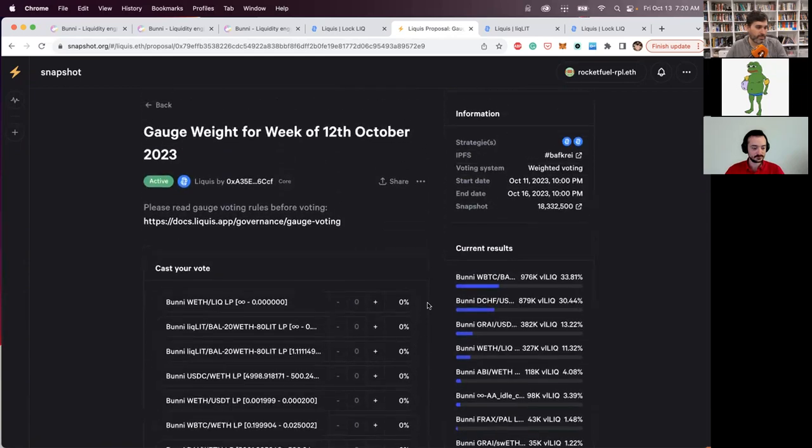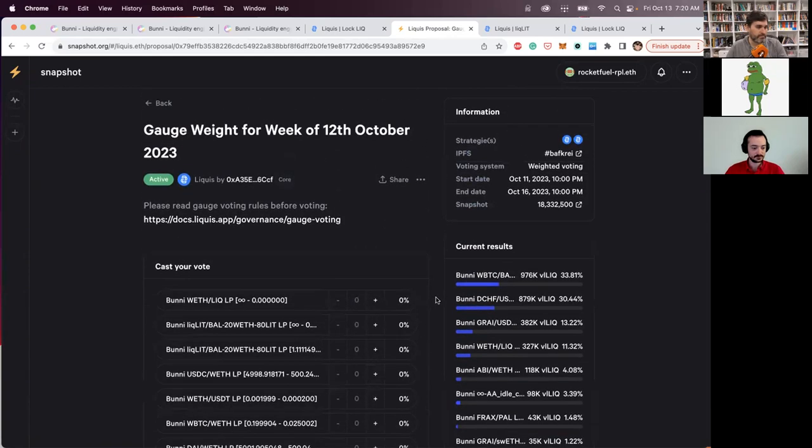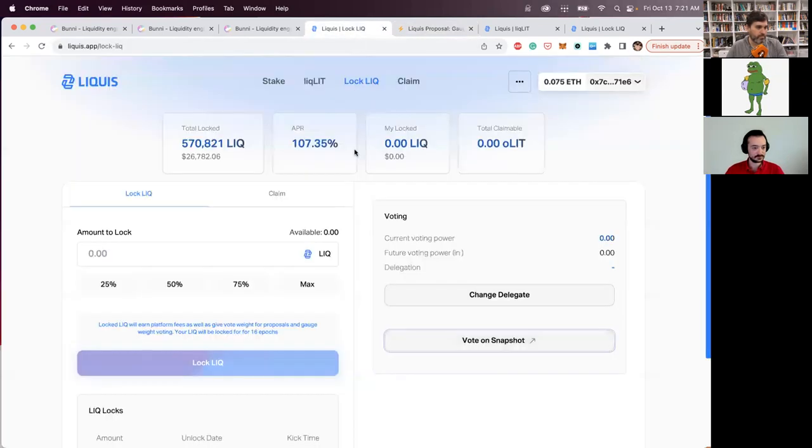Exactly. And that's like the whole flow. I mean, you can opt out whenever you want. You can say, hey, look, I don't want any liquid. I just want my OLIT. Go to Bunni and exercise the option and get my LIT and get out, right?